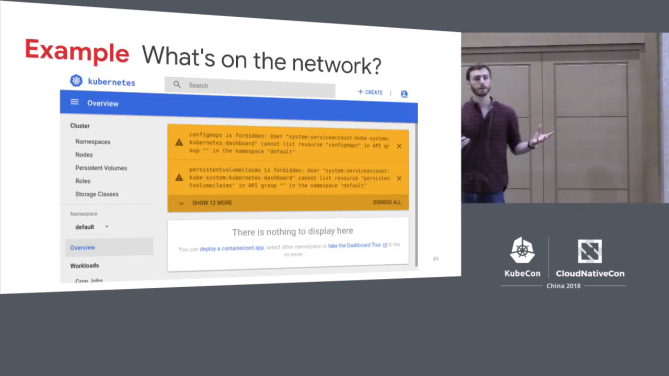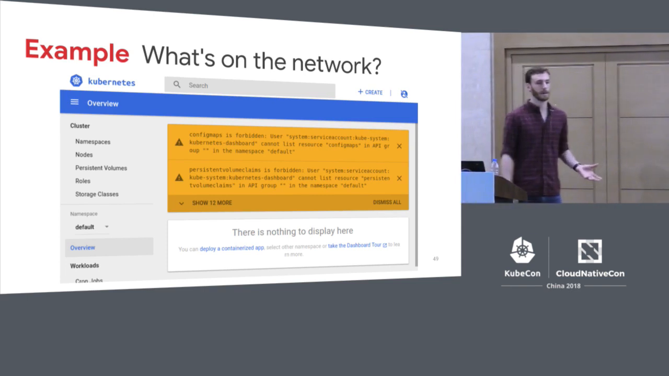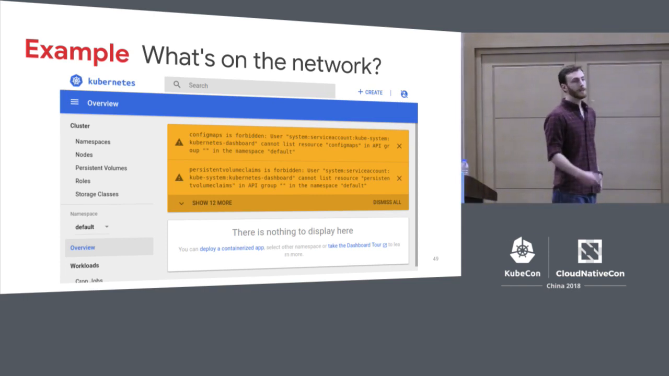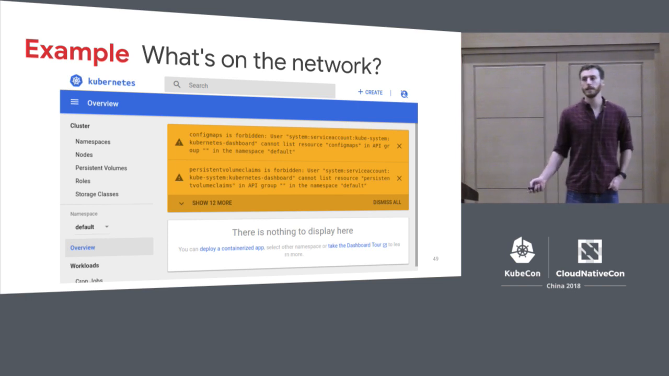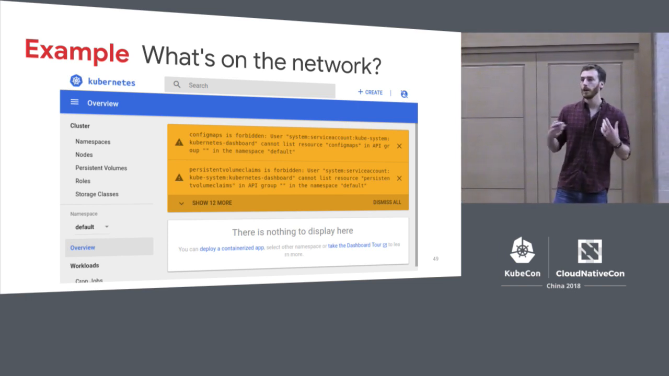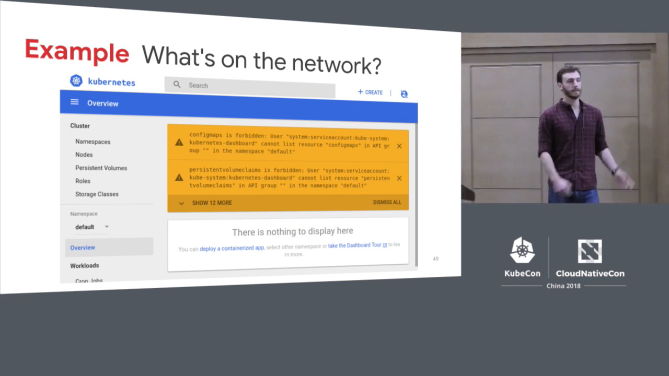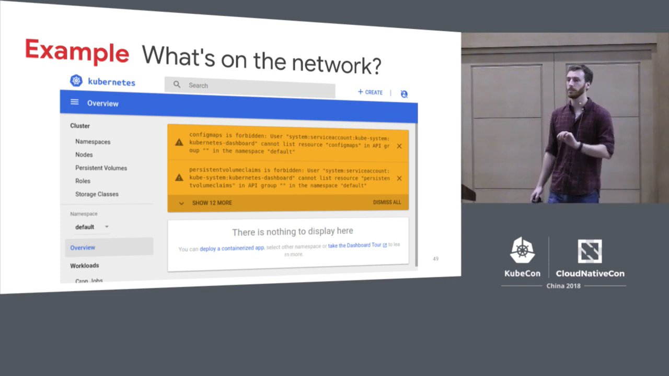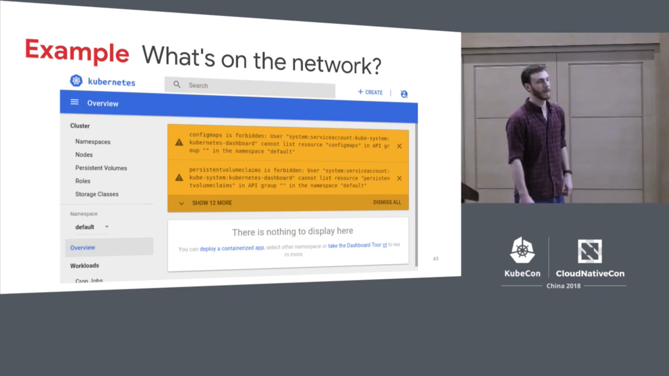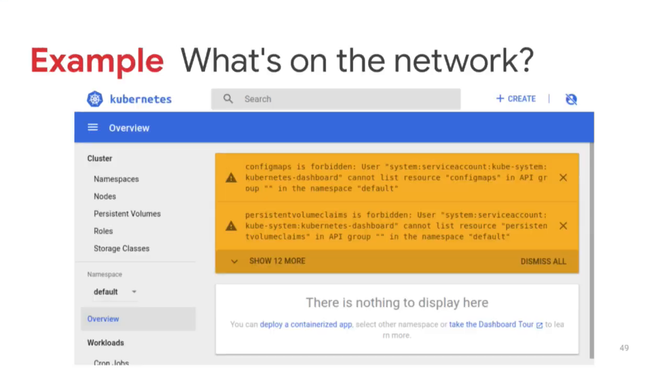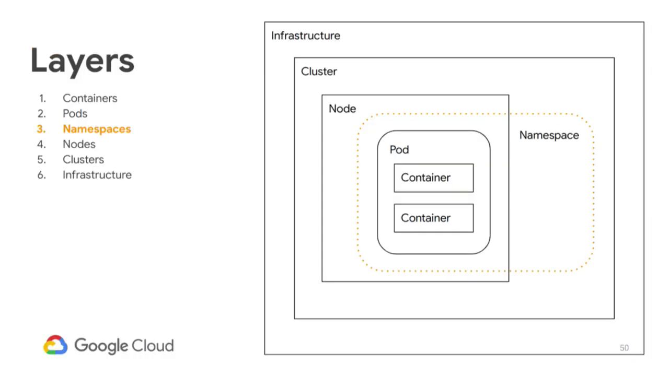So all of these things could be blocked with a good network policy. For instance, if I have a workload that doesn't need to talk to nodes or need access to the dashboard, I can easily block that with network policy, as just a couple examples. So let's move on to talking about Kubernetes namespaces.